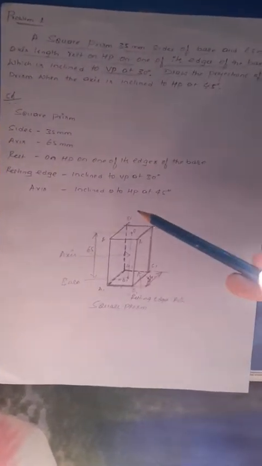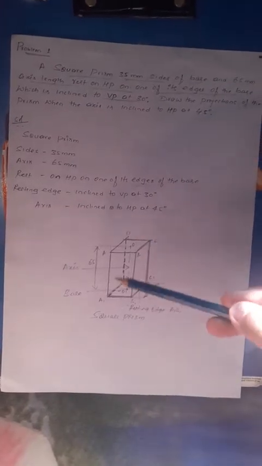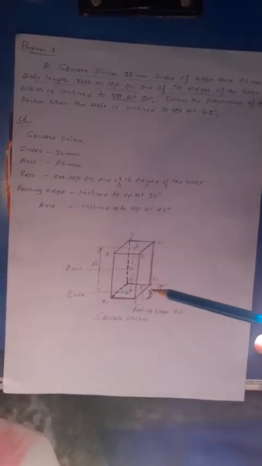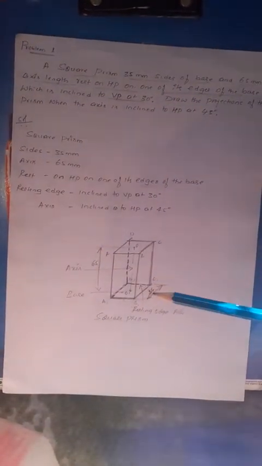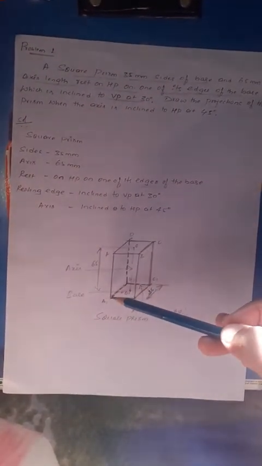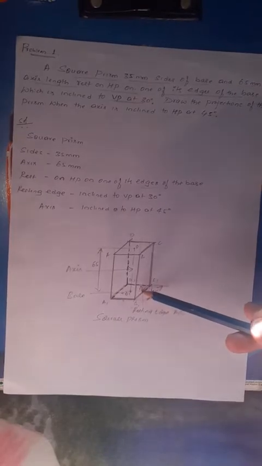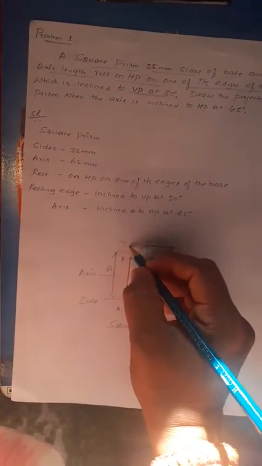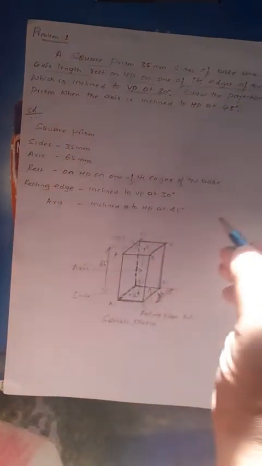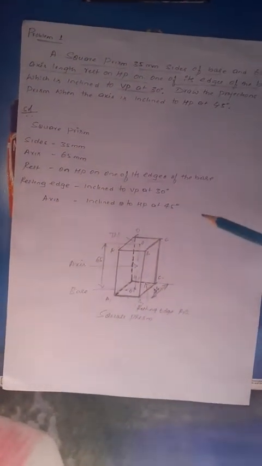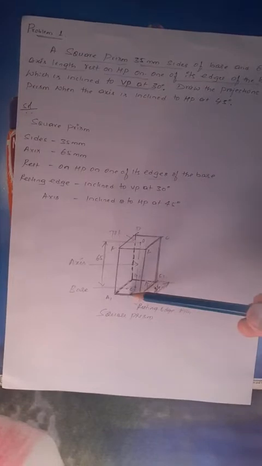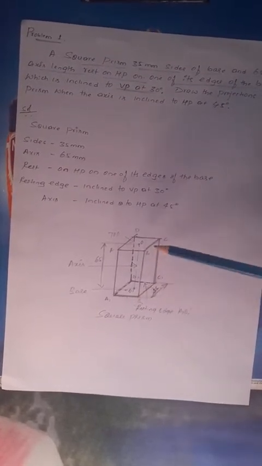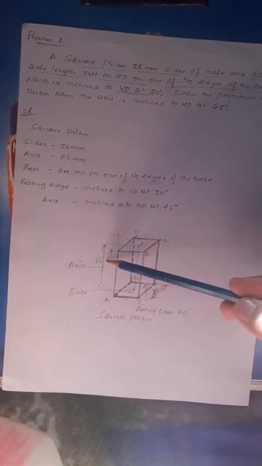Now in the freehand sketch, write the square prism with notation, and try to write these solids. As you know, this is the base or bottom face, and this is the top. The top face, or simply top, is given. The base edge is 35 mm and the axis is 65 mm.